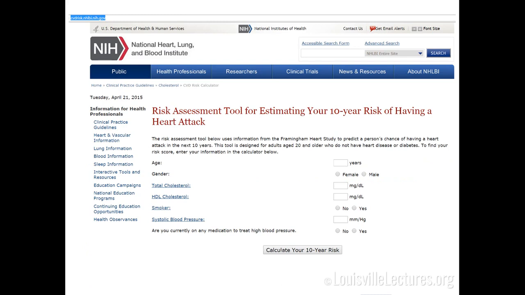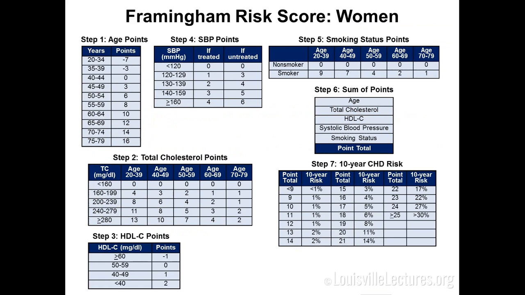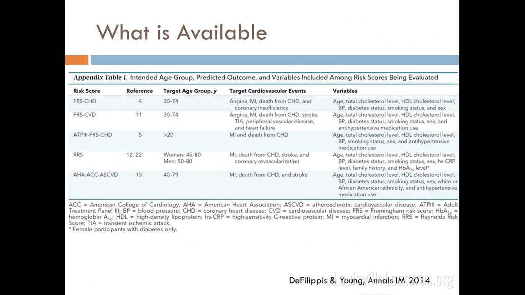These days we don't use those charts, but we plug them into our phones or our computer, and this is the NIH's webpage where you could just Google and find the Framingham risk score, and you type in the risk factors, and it'll give you 10-year risk. The score is different for men and women, and multiple other scores have been developed since that time.